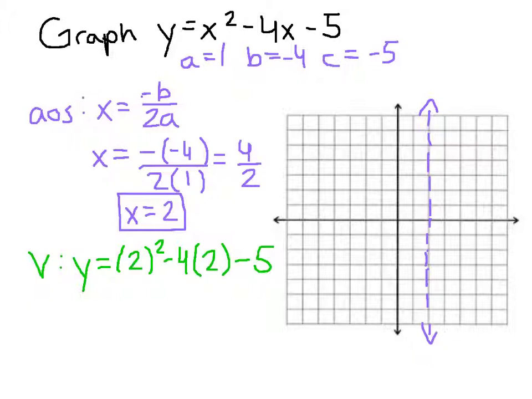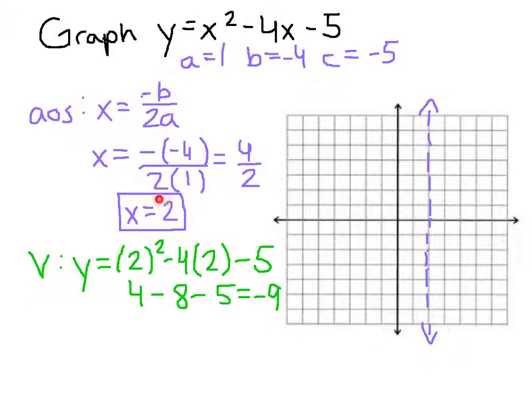Please make sure you're very careful when you simplify. 2 squared is going to give you 4. Minus 4 times 2, that's -8. Minus 5. This simplifies right here. We have 4 minus 8 is -4. Minus 5 is -9. So this is not the vertex.